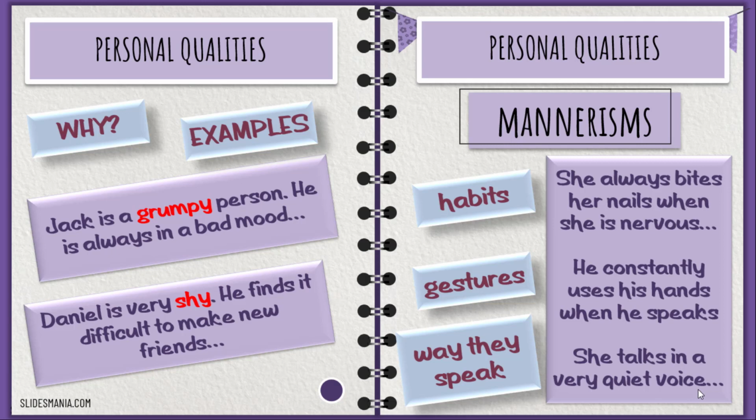Jack is a grumpy person. He's always in a bad mood. Daniel is very shy. He finds it difficult to make new friends.